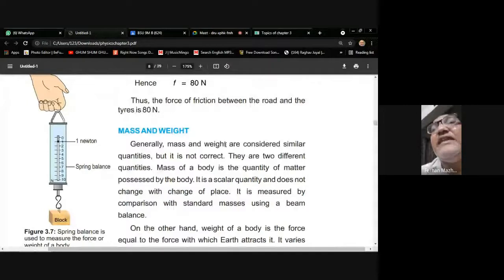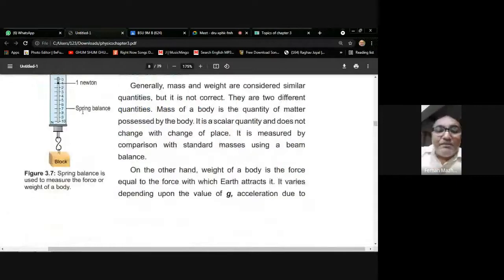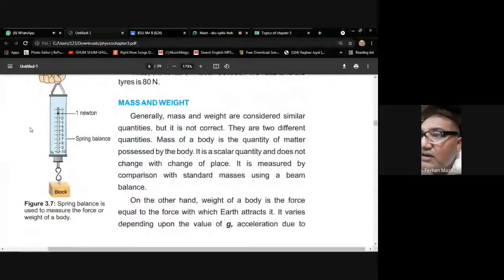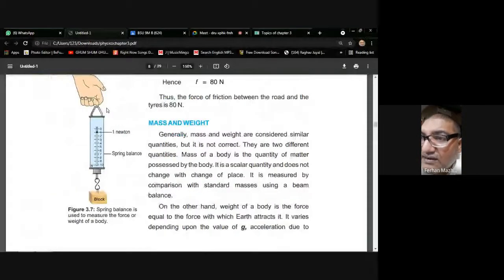Remember another very important thing: the mass can be measured with the beam balance, the balance which people use to measure vegetables. And the weight is measured with the Newton meter. This diagram on your screen is the Newton meter. With the help of this Newton meter, we can measure the weight. In our Desi language, we say kanta. In physics language, we say it's a Newton meter.